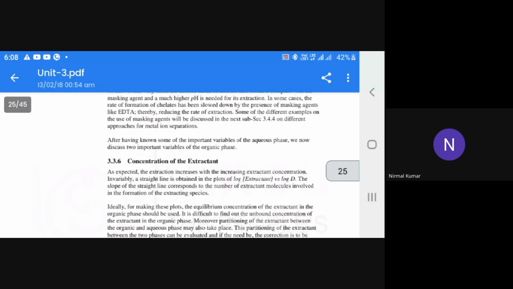Please mute. Then concentration of the extractant.